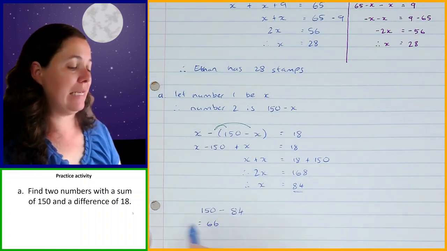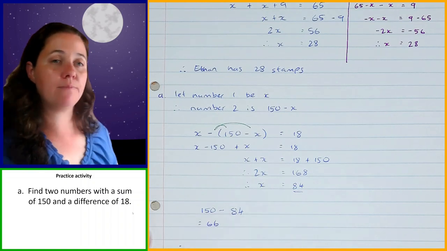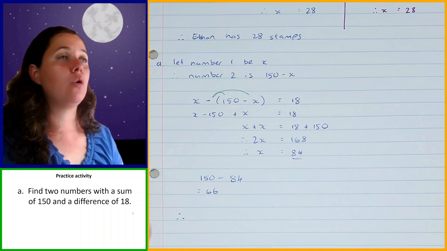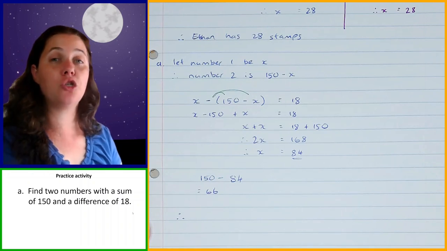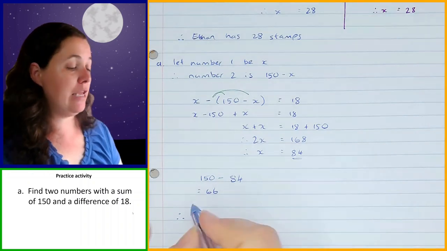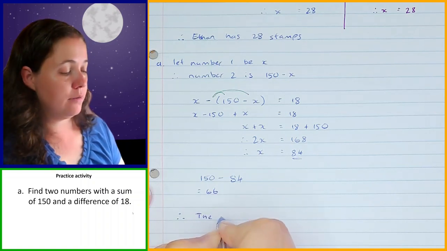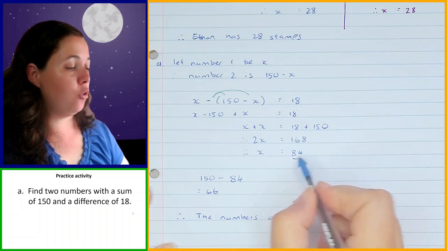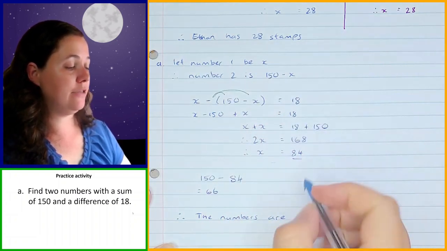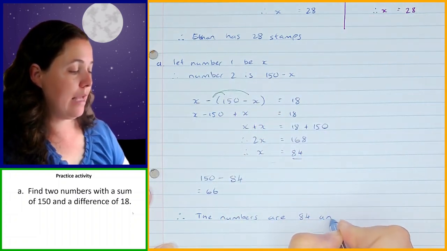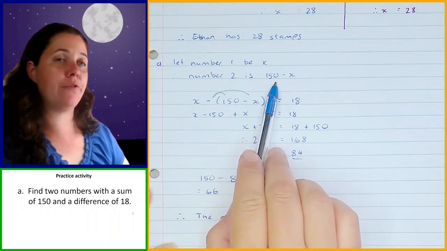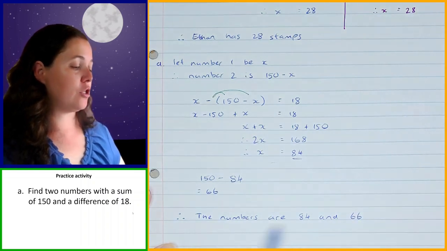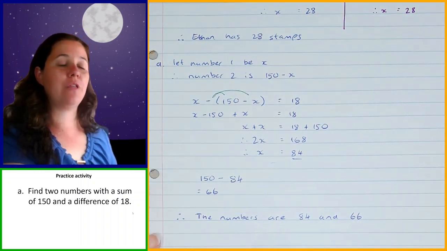Once I've got that, I can now answer the question that they asked. And the question is, they asked us to find two numbers. So now I'm going to say, therefore, the numbers are 84. Number 1 was x, which is 84, and number 2 was 150 minus x, which is 66. So that is what you should end up with for that question.